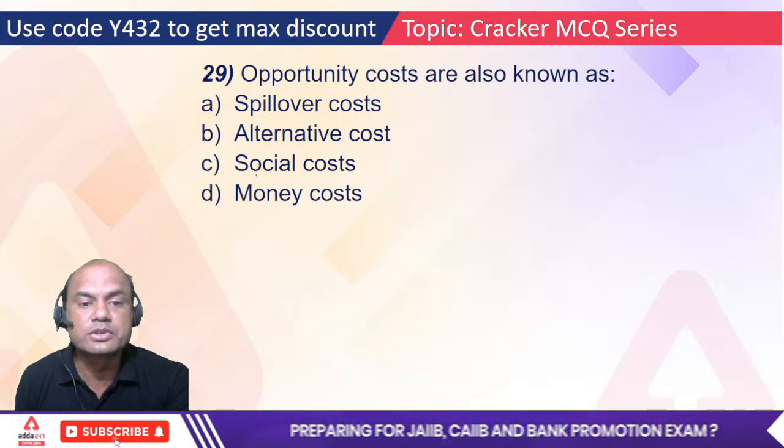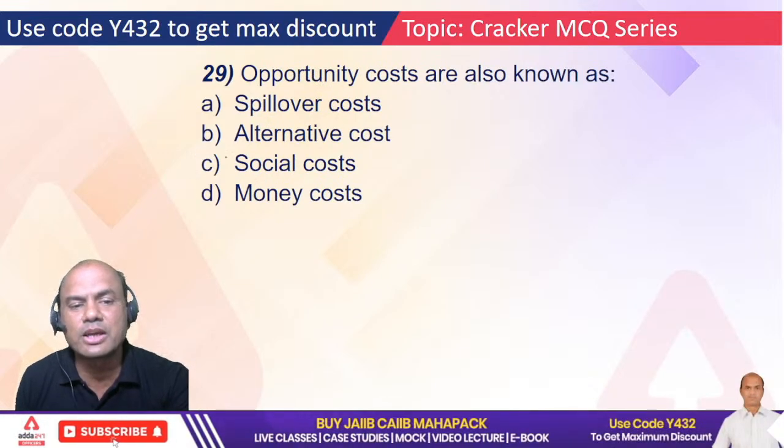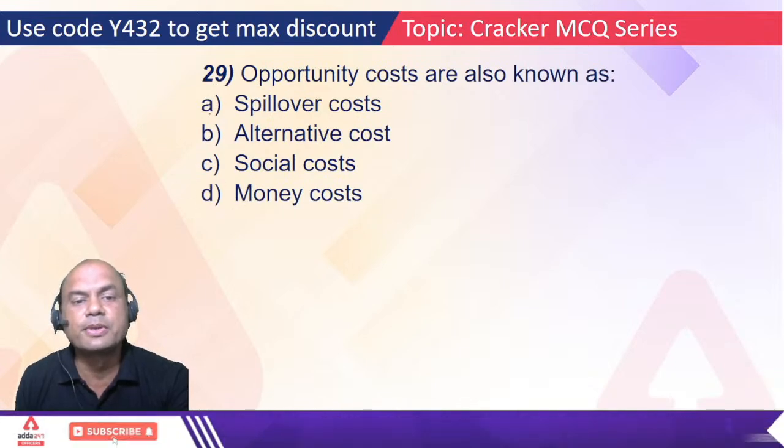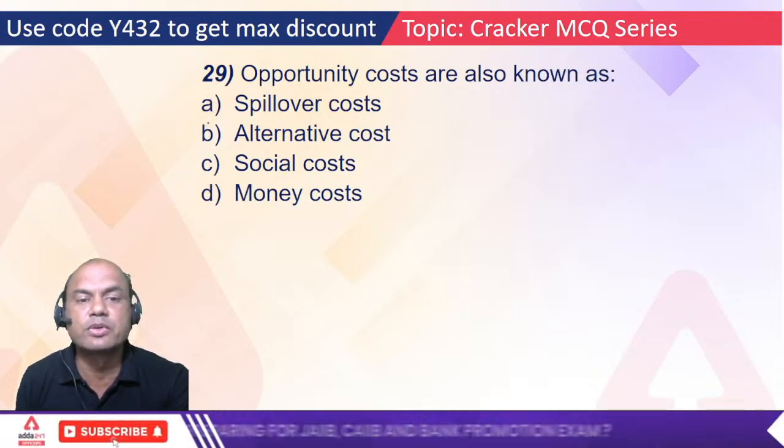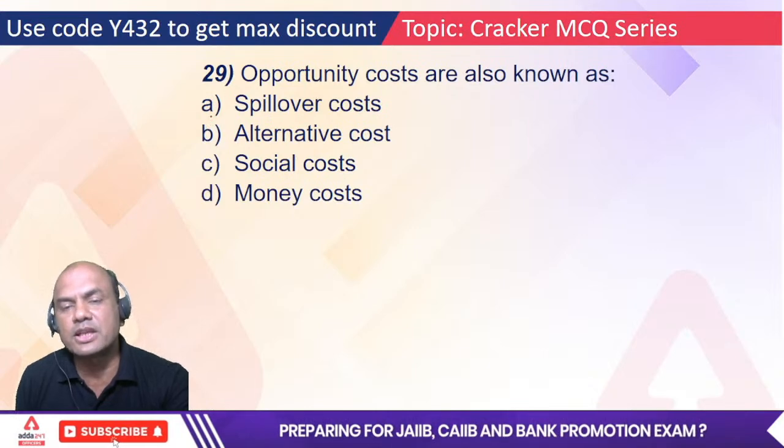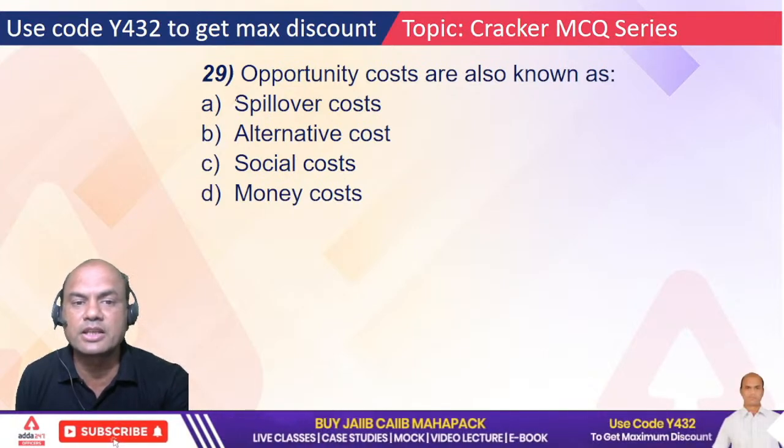So what is that? Spillover, alternate, social or money. See here, social and money is totally out, okay? What's important, spillover or alternate? So which one among these two, A and B? Fast, fast, fast. Type in the comment section. Fast, everyone. I want everyone.